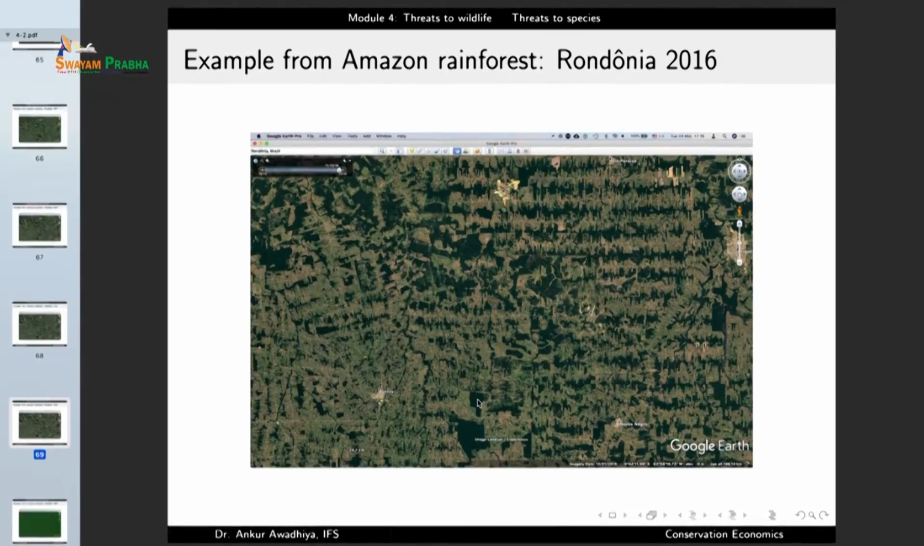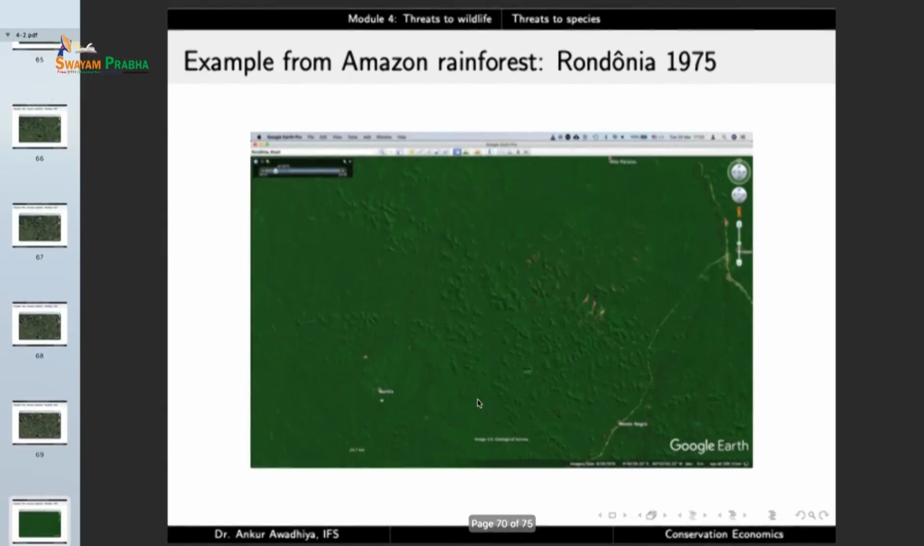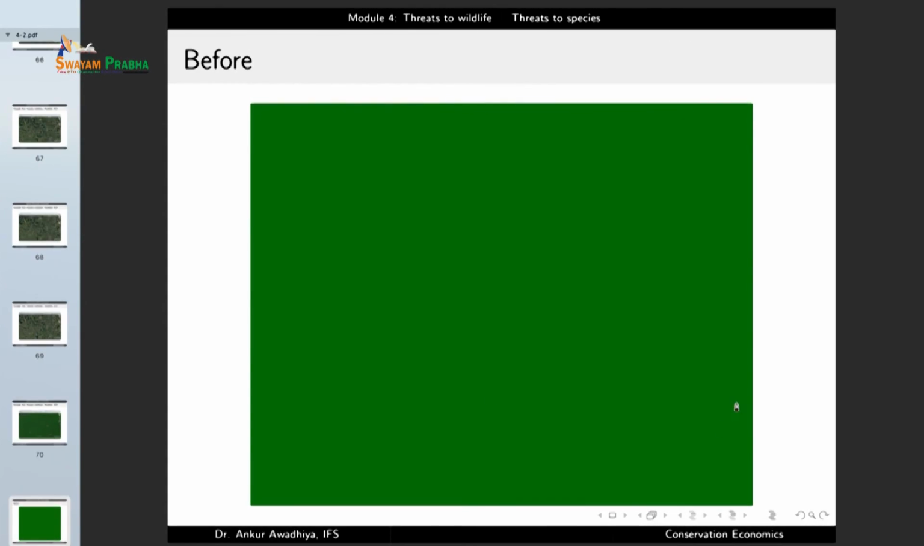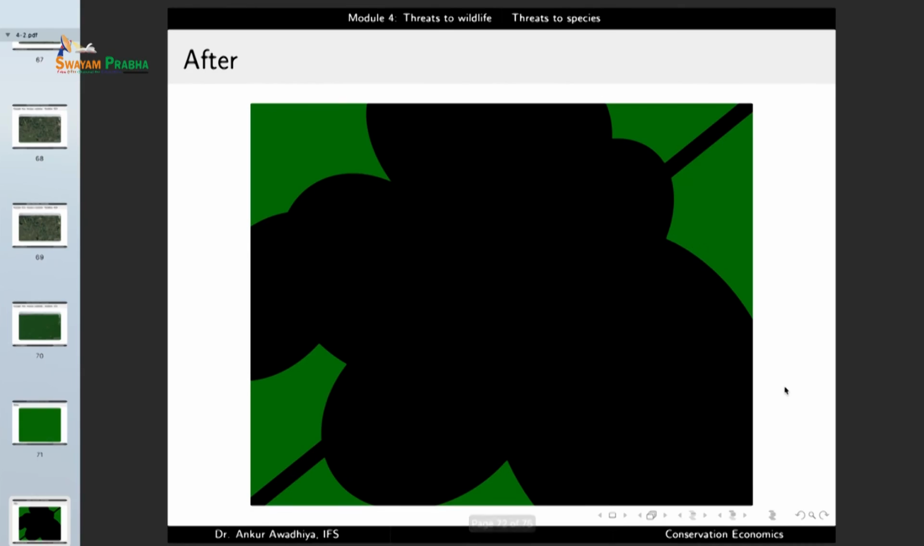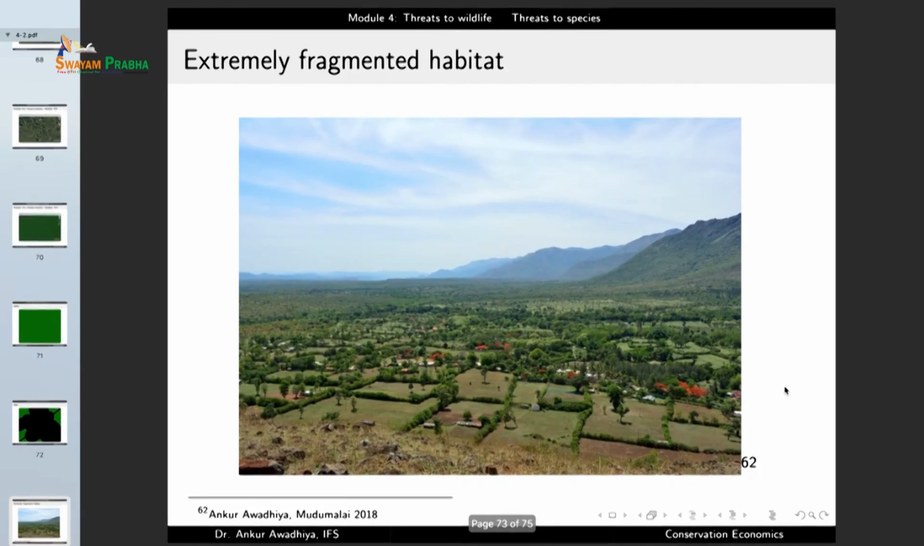So, what started with a small amount of habitat degradation and habitat fragmentation ultimately resulted in the loss of the forest. So before we have a situation like this, a pristine forest, afterwards we hardly have any forests that are left in this area. And this is an example of an extremely fragmented habitat from Madhubalai. So this area is a part of the elephant corridor. So elephants traditionally use this area to move from one place to another place.